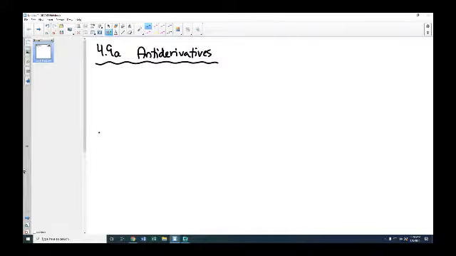Derivatives for semester 2 with 4.9. It's the end of the applications of derivatives. You kind of squeeze it in there, but the connections among mathematics are amazing. So you're going to see a connection between derivatives and antiderivatives.